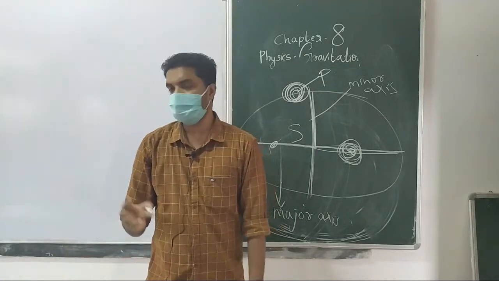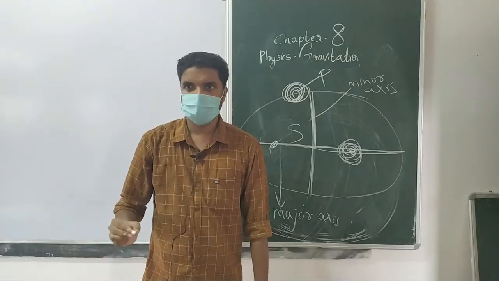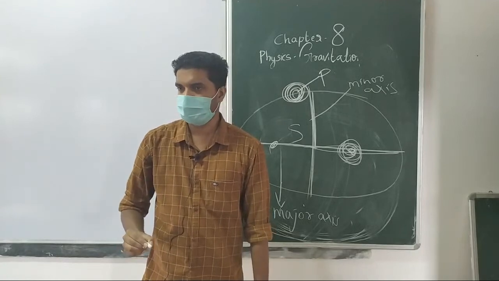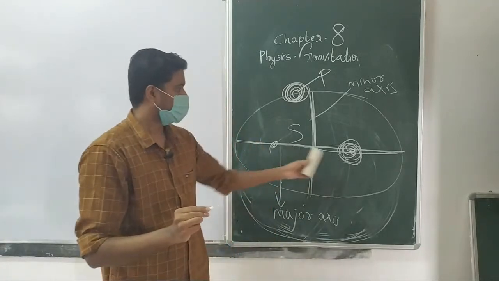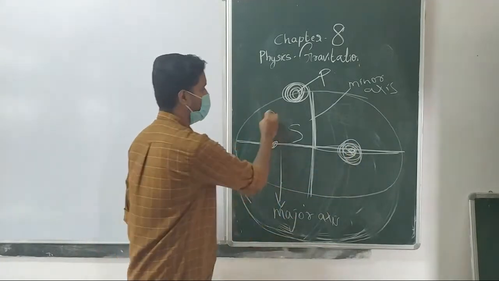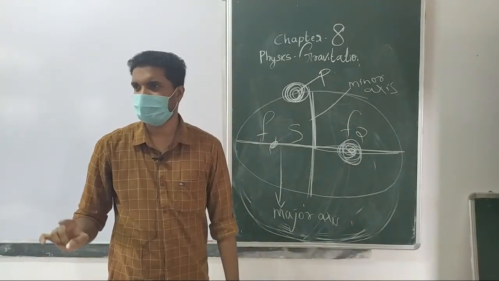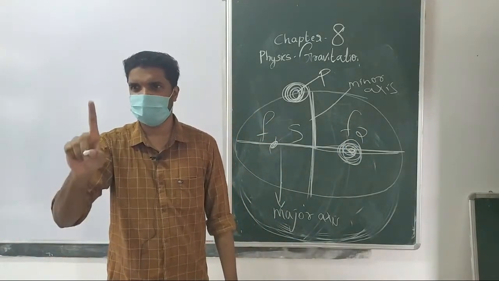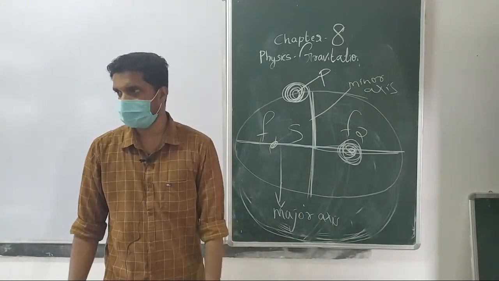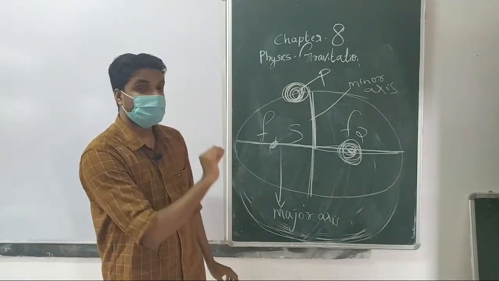Can you repeat it once? Every planet revolves around the sun in an elliptical shape orbit with the sun at one of its foci. This is my focus number 1, this is my focus number 2, just like the center of a circle. For a circle there is only one center, but for an ellipse there are two centers. We will call it a focus. Plural is foci, F-O-C-I. Okay students, that's all about Kepler's first law.